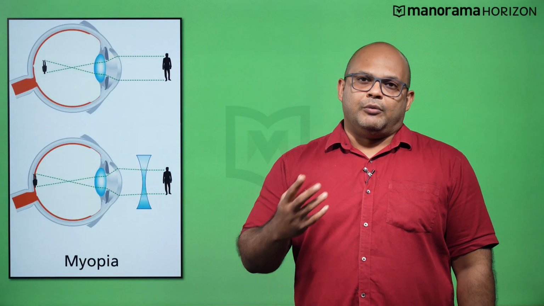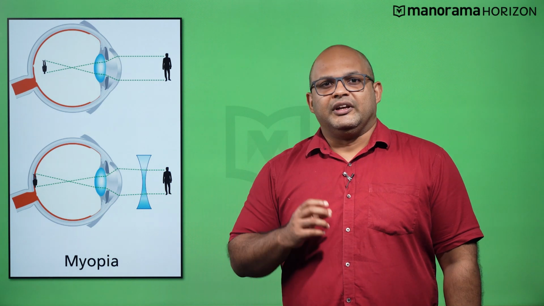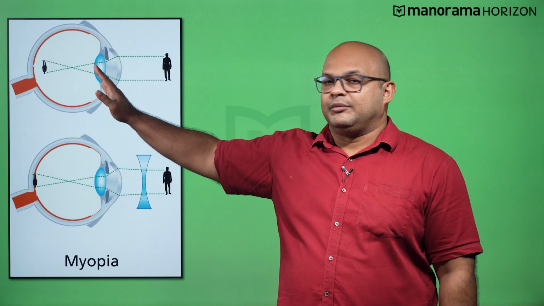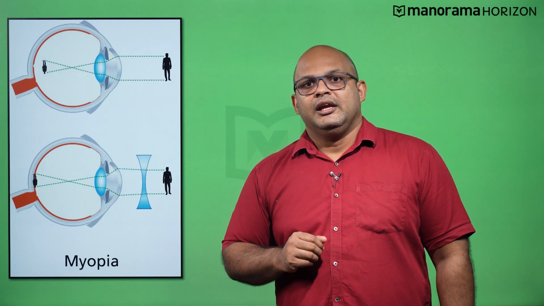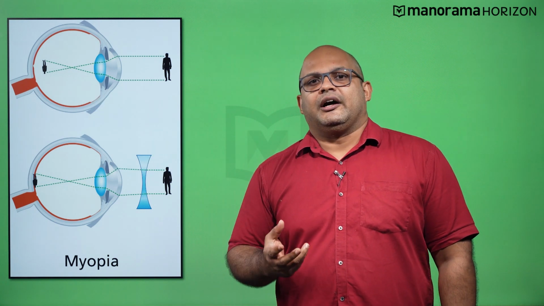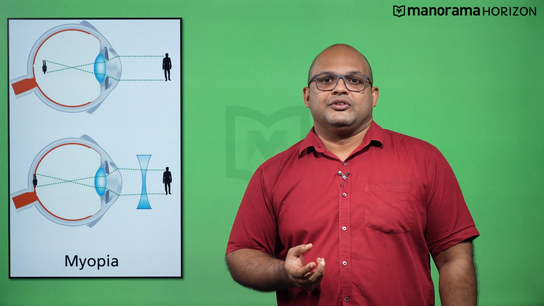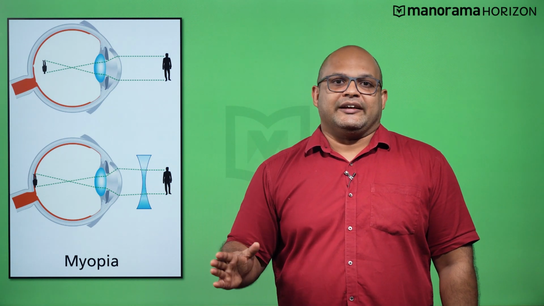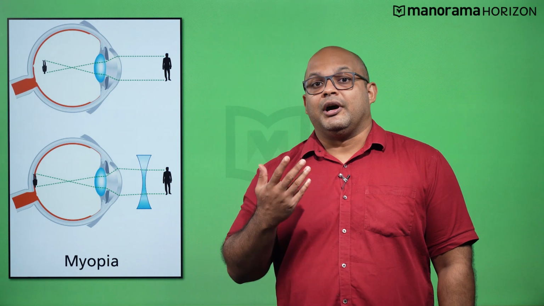Next, we deal with myopia or nearsightedness. When light from distant objects arriving at the eye lens gets focused at a point in front of the retina, it means that the lens of the eye is producing too much convergence and as a result, the vision is blurred. This type of defect is called nearsightedness or myopia.